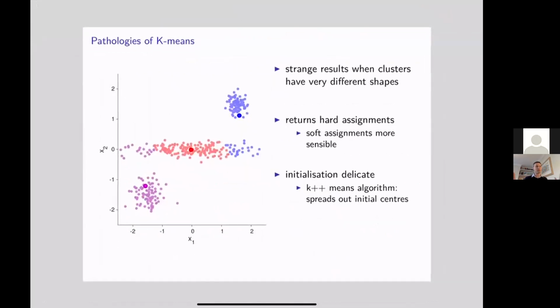Taking a step back, the k-means algorithm produces very strange results when clusters have different shapes. It returns hard assignments, and soft assignments in some applications might be more sensible. And initialization in general, as we talked about in the last chunk, is a bit delicate. There's a really good algorithm called the k-means++ algorithm, which takes care of the initialization problem to some extent. It has theoretical guarantees, and it tends to produce really good results.